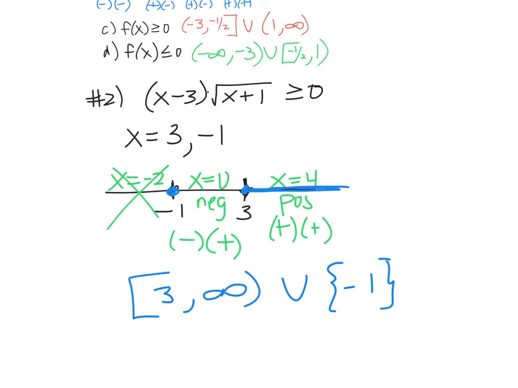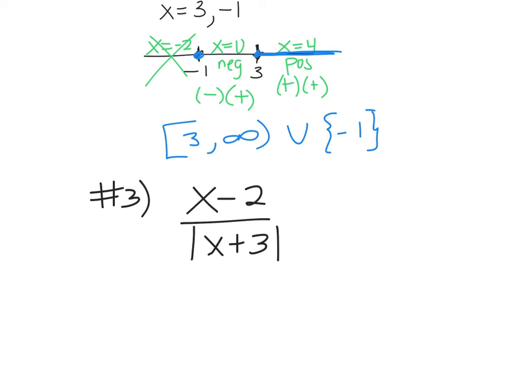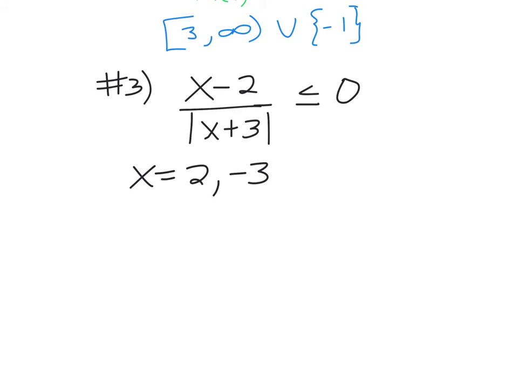Okay? All right, one more. Last one. Number 3. Now let's do an absolute value. Let's do something with an absolute value in it: x minus 2 over the absolute value of x plus 3. And we're going to find out where this is less than or equal to 0. We have 2 critical points here. What do you think they are? x equals 2 and negative 3. But they're different from one another. 2 is a 0, negative 3 is undefined.